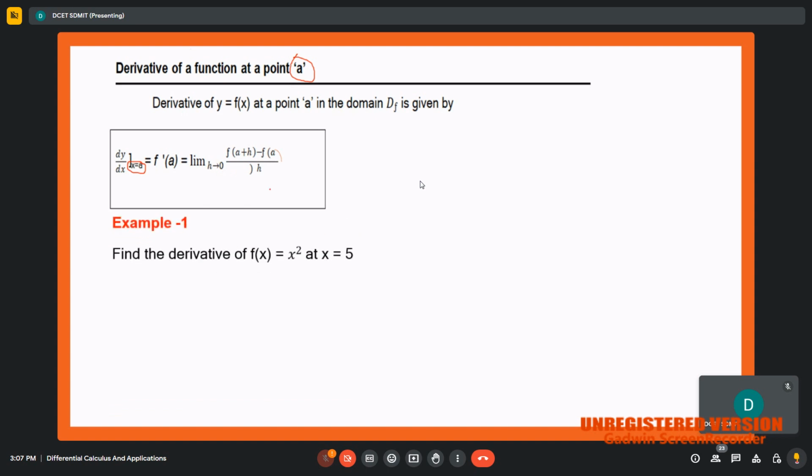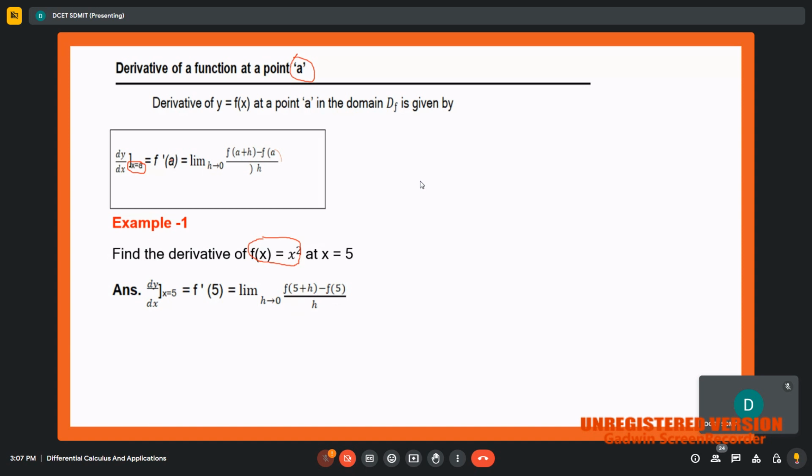For example, I'm considering an example for this. The function we consider is f of x is equal to x square. In place of a, we take 5. Now we use the definition of dy by dx. What is dy by dx here? dy by dx at the point x is equal to 5. Now what is that?